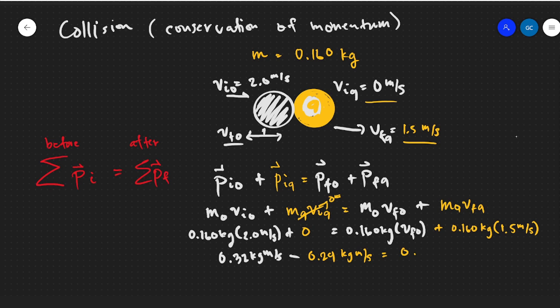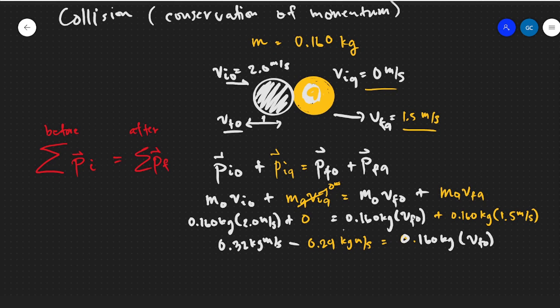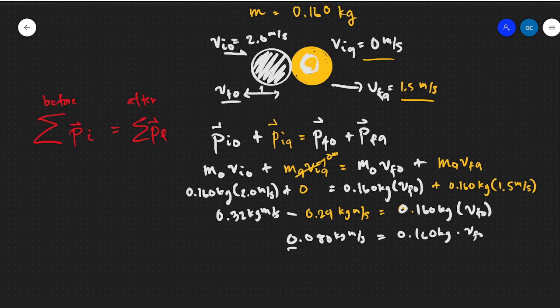That will be equal to 0.160 kilograms times yung ating final velocity. So, nangyari dito, we will have 0.08, if I'm not mistaken. So, this will be 0.08 kilogram meters per second, and we will have here 0.160 kilograms times yung final velocity ng ating cue ball. So, as you may have remembered dun sa mga past discussions natin, all we need to do here now is just divide this by 0.160 kilograms. Then, maka-cancel out natin yung kilograms dun sa kabila. So, this will cancel out.